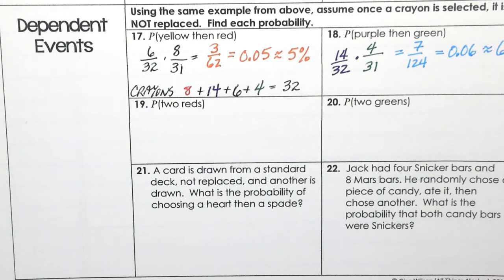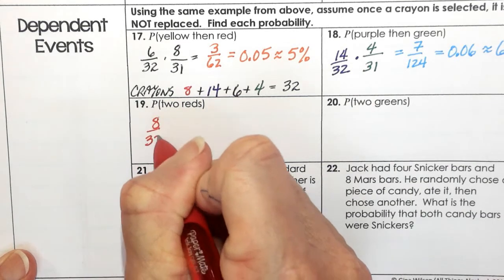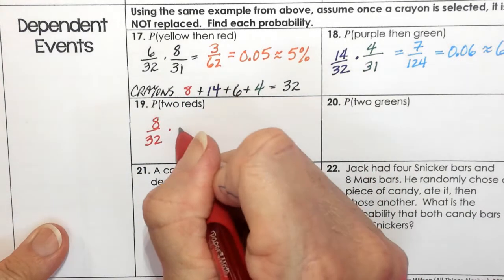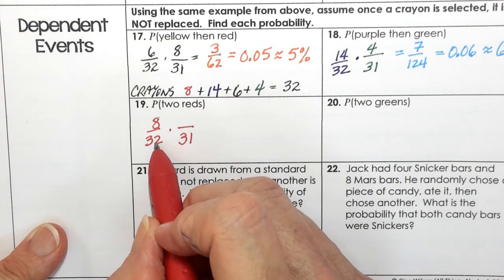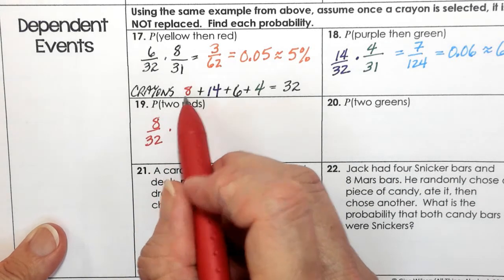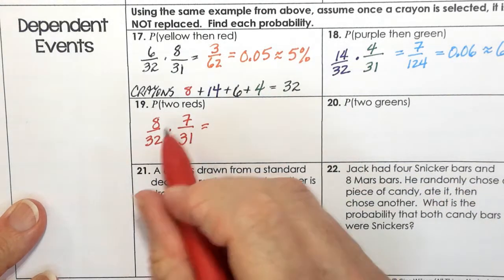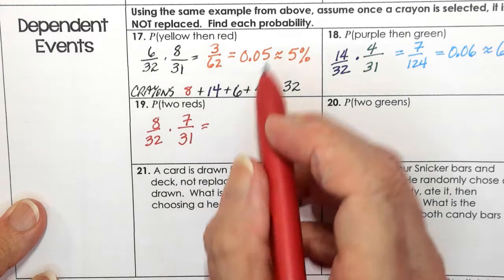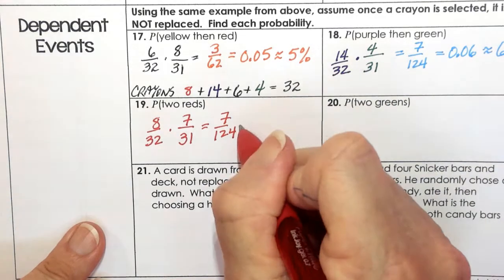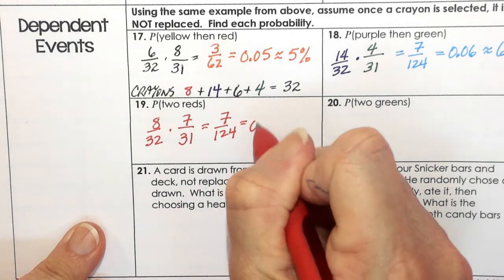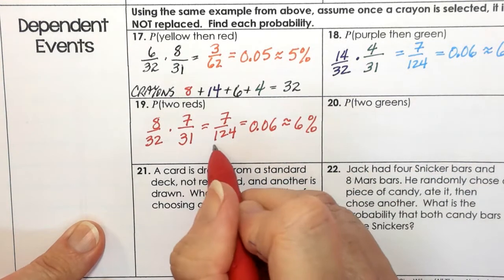How about 2 reds in a row? This is going to be interesting. We know we have an 8 out of 32 chance of getting a red because we started with that. We know for the second draw, we only have 31 to choose from because we're taking out the first one we drew. And whereas we had 8 to choose from the first time, since we took a red out, we now only have 7. When you multiply 8 32nds times 7 31st, we will get a 7 out of 124 chance, which we know from doing a previous problem equals 0.06, or about a 6% chance of getting 2 reds in a row.